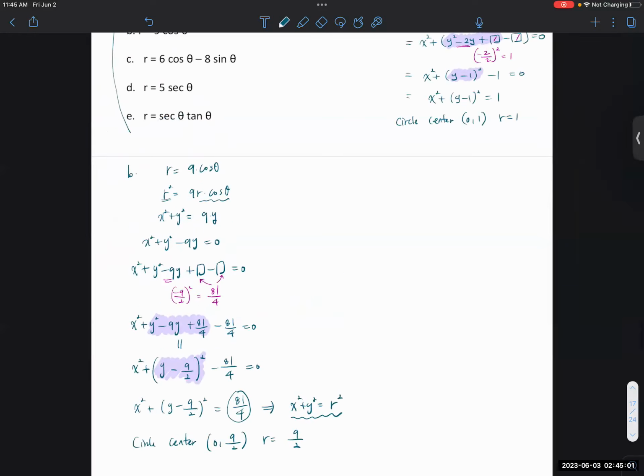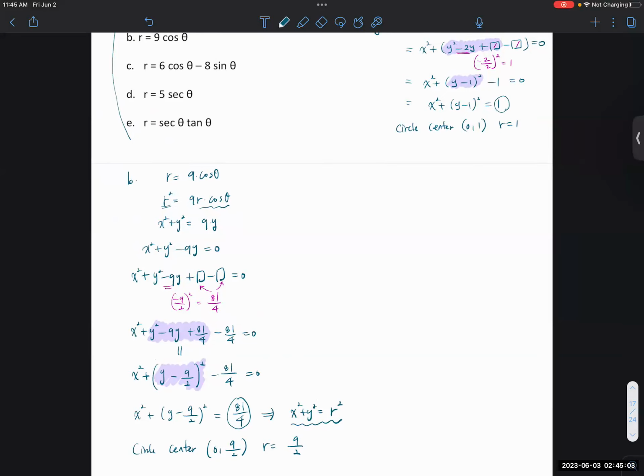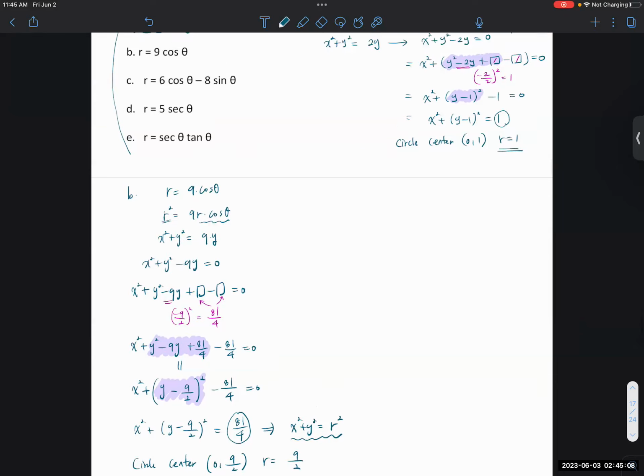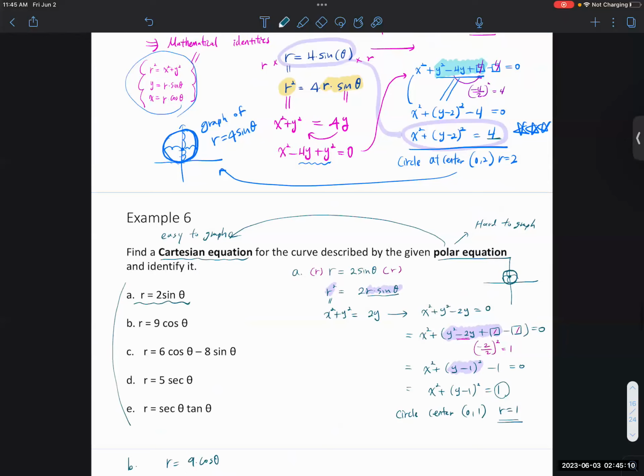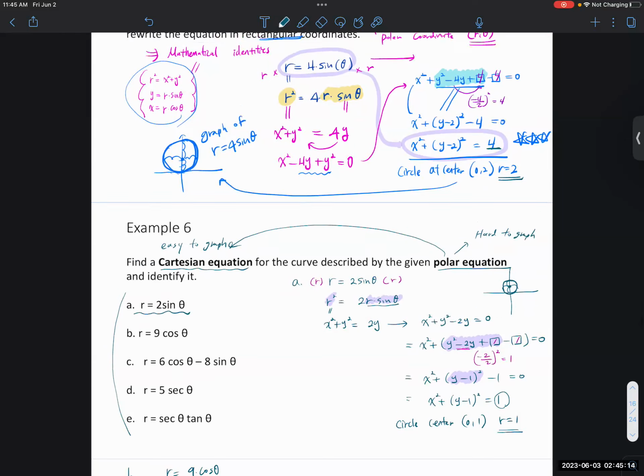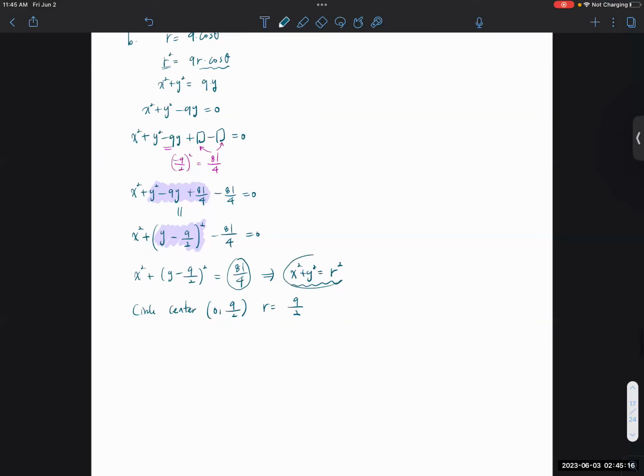Same thing we just did: the radius squared is 1, so the radius itself is 1. Same thing you did here: the radius squared is 4, so the radius itself is going to be 2. That's how you read the circle equation, right?